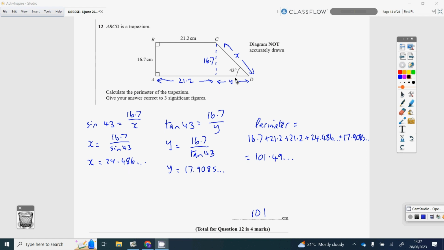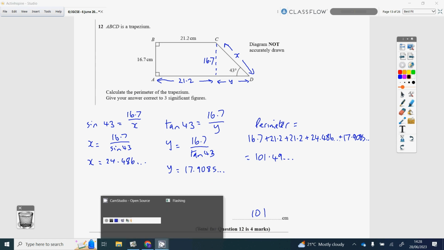Now, to work out y, again using angle 43, the 16.7 is opposite, the y is adjacent, so this is tan being opposite over adjacent. So tan 43 equals my opposite of 16.7 divided by my adjacent of y. Multiply both sides by y, divide both sides by tan 43, we get y being 16.7 over tan 43. Pop that into your calculator, you get 17.9085. So then run around the shape adding up all the sides.